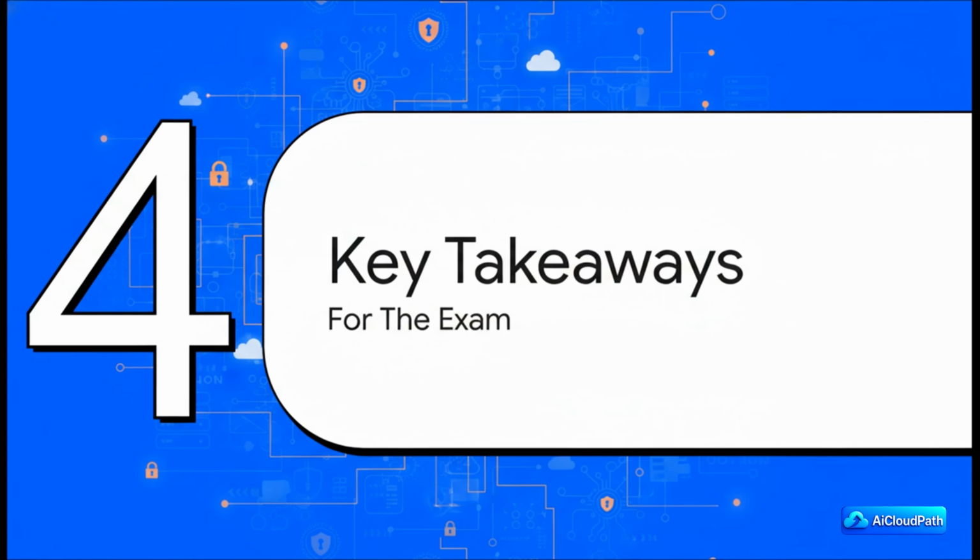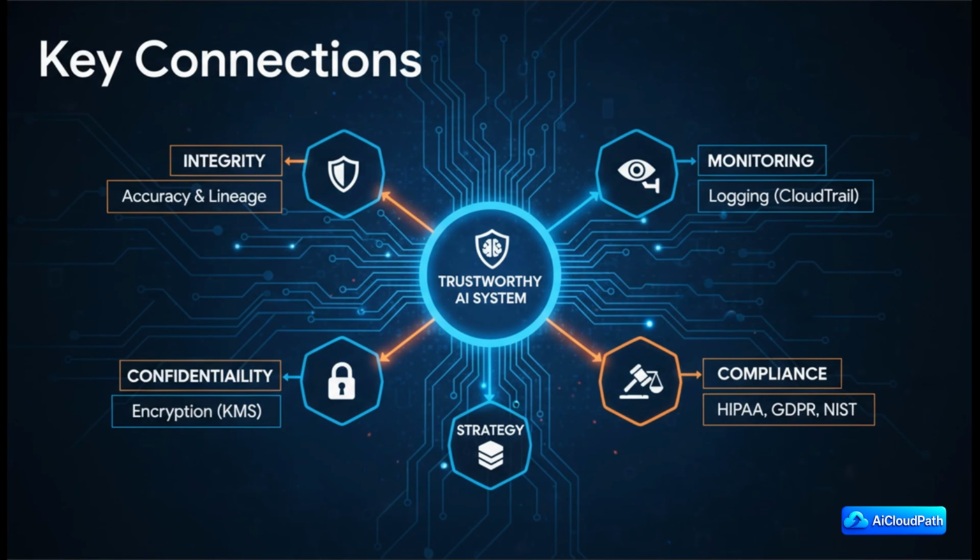Okay, wow, we have covered a ton of ground. So let's just pause for a second and boil this all down to the absolute essentials you need to walk away with. So let's lock these in. When you think integrity, think accuracy and lineage. When you think confidentiality, think encryption. For monitoring, think of those logging tools, CloudTrail and CloudWatch. Compliance, that's your rulebooks, NIST, HIPAA, GDPR. And the big idea that holds it all together, defense in depth. These are the pieces you need to build an AI system you can actually trust.